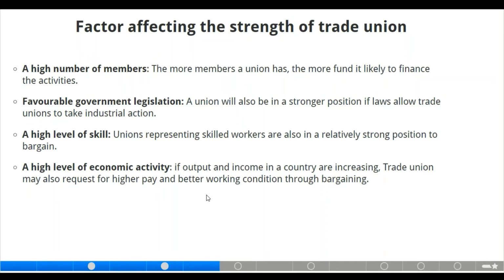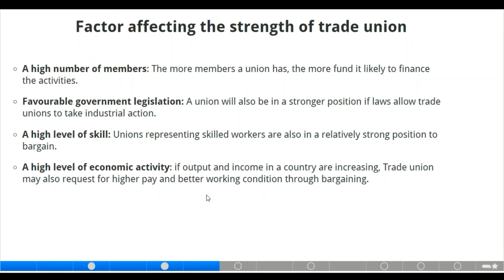Now we also have favorable government legislation. Of course, the union will also be in a stronger position if the law allows trade unions to take industrial action. Now we also have a high level of skill. Of course, unions representing skilled workers are also in a relatively strong position to bargain, because it will be difficult for employers to train unskilled workers at that time.